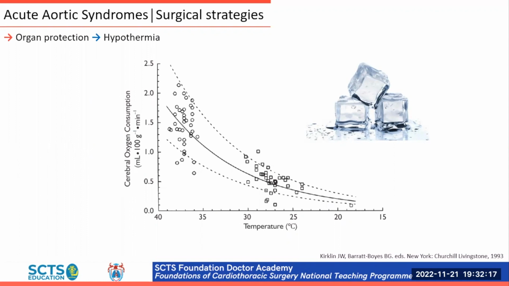This is the famous picture from Kirklin, published in '93, which shows that with the reduction of the temperature, the cerebral oxygen consumption is reduced logarithmically, which means that the more you cool the body, the more you protect the brain.